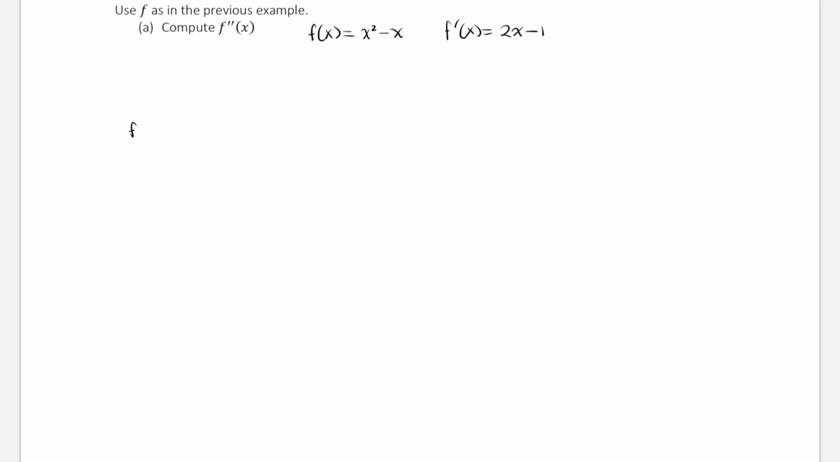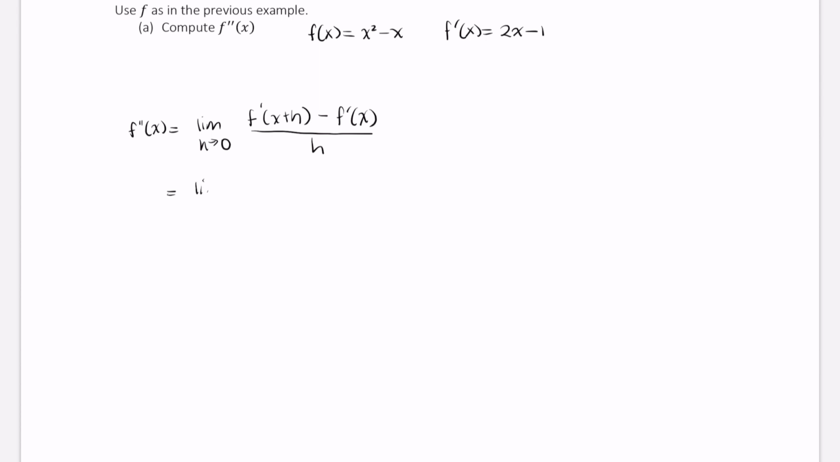Now, since we want the second derivative, we need to find the limit as h approaches 0, not of f of x plus h, but of f prime of x plus h minus f prime of x, all over h. Do you see the difference? Last time we did not have these primes here since we just wanted the first derivative. But now since we want the second derivative, we work with f prime of x.